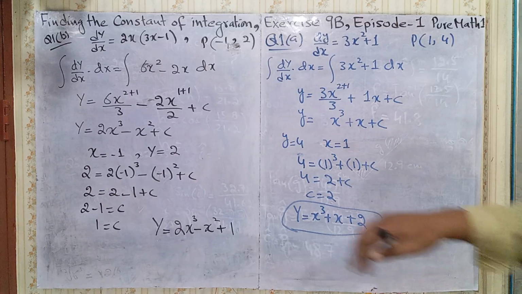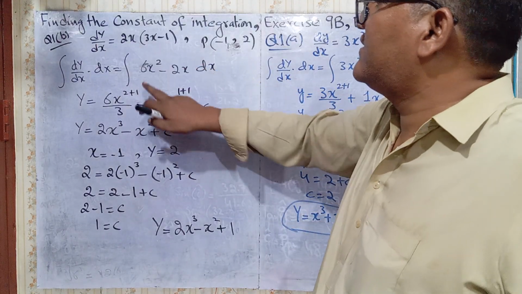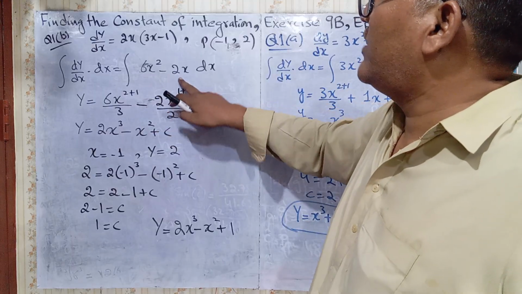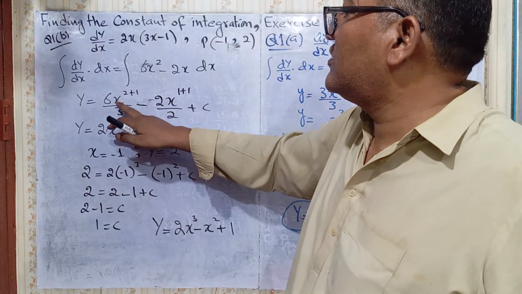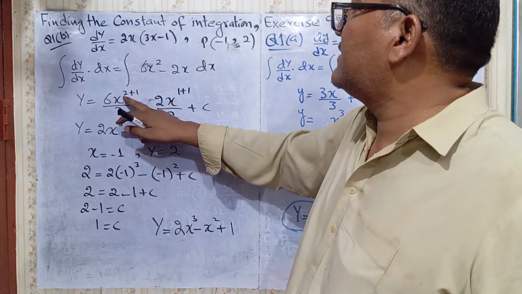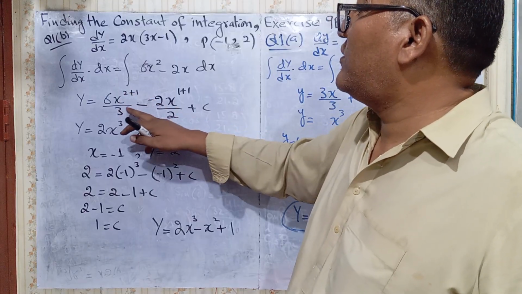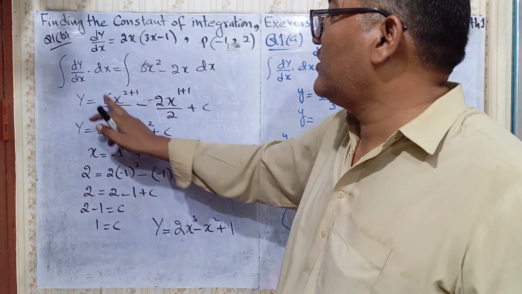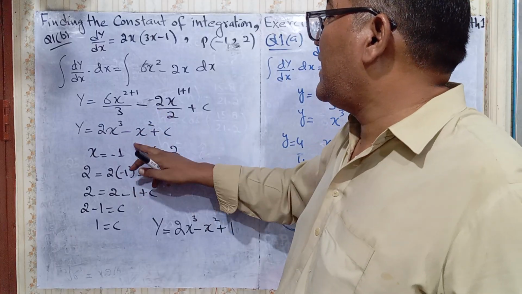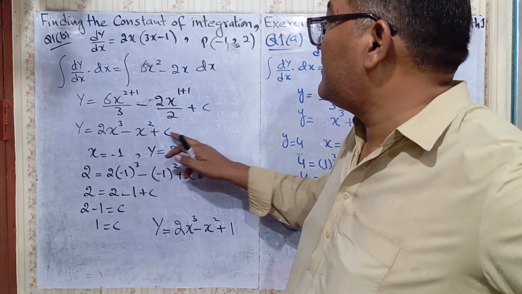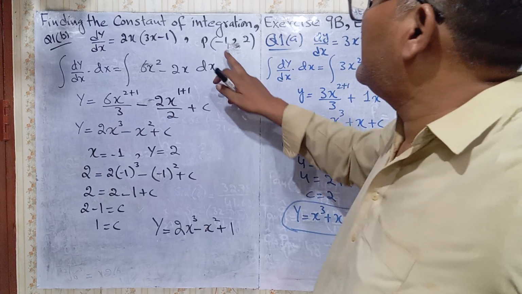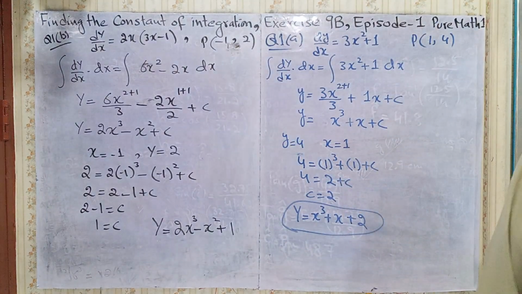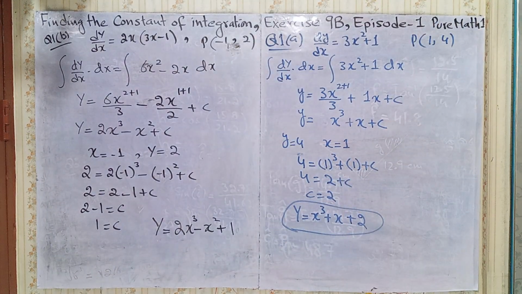So this is going to be 2x into that 6x square minus 2x. So when you integrate it, this becomes 2, and this is x raised to power 2 plus 1 divided by 3. So 3 and 2x cube minus, and this remains x square, then plus c. And the point P value, let me check. I think that point is correct or not. The point is minus 1 comma 2.